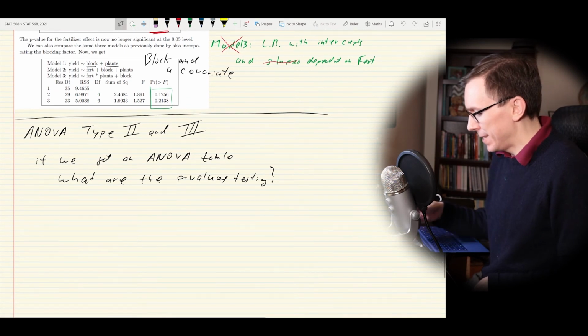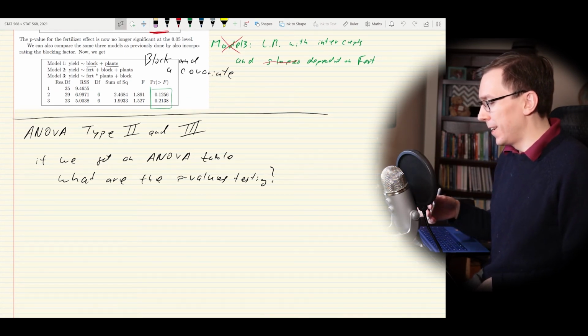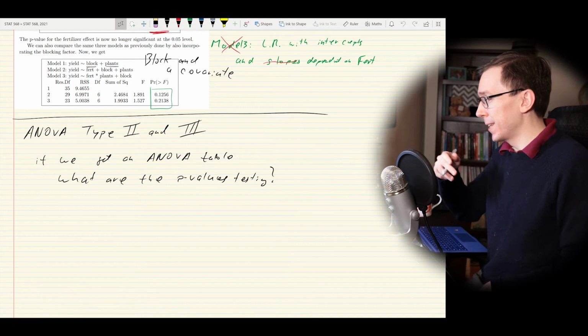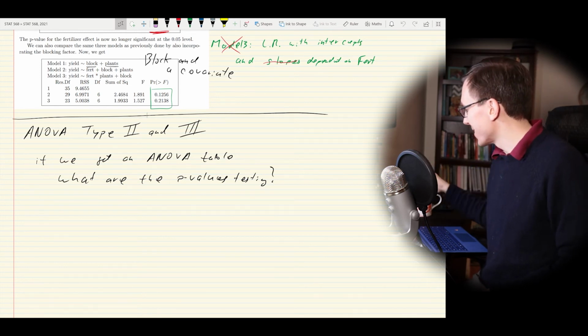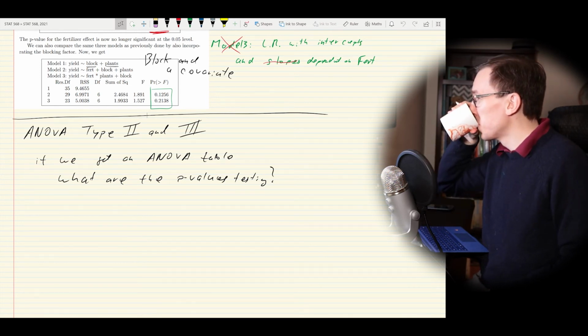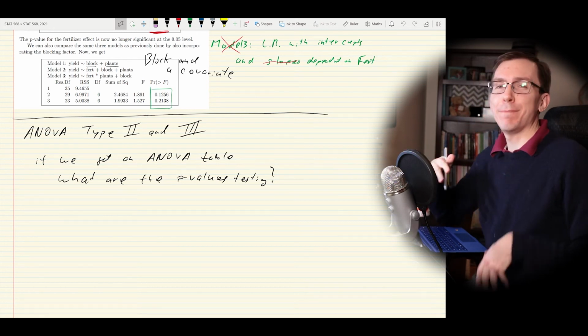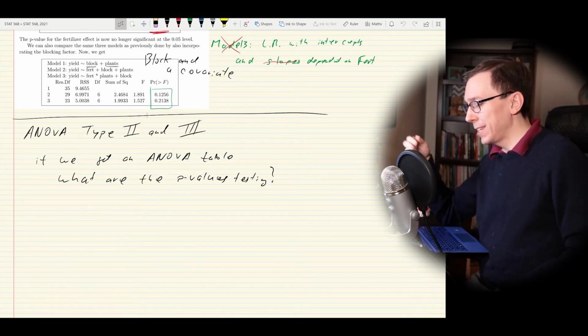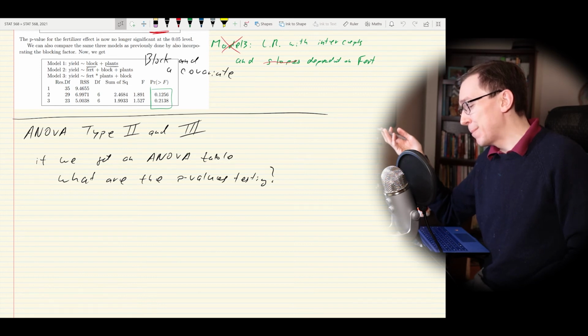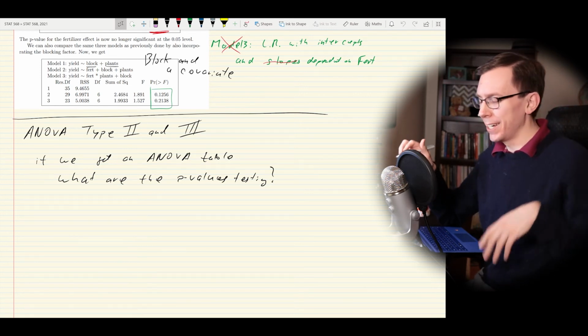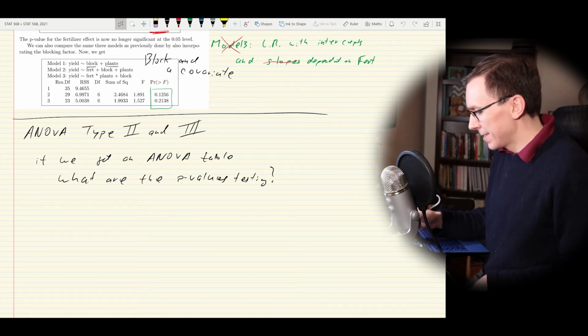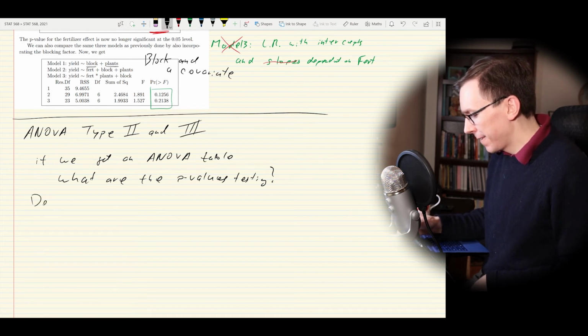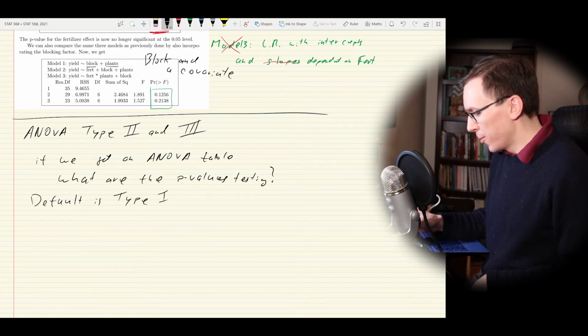Now, if I just typed in summary on an AOV model like we've been doing for this course, excuse me for a second. If I were to just type in summary like we were doing for the AOV models, then I'm going to get, I guess, a type 1 ANOVA. So the default is type 1, or sequential testing.